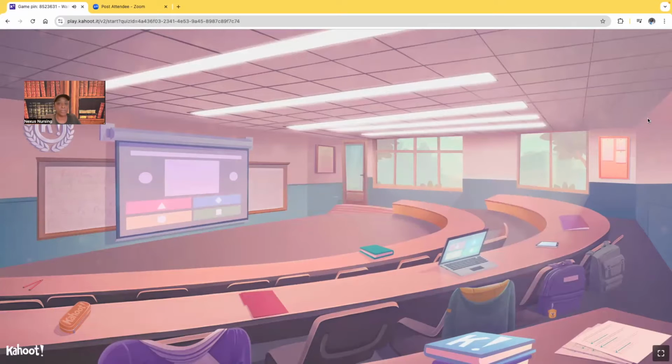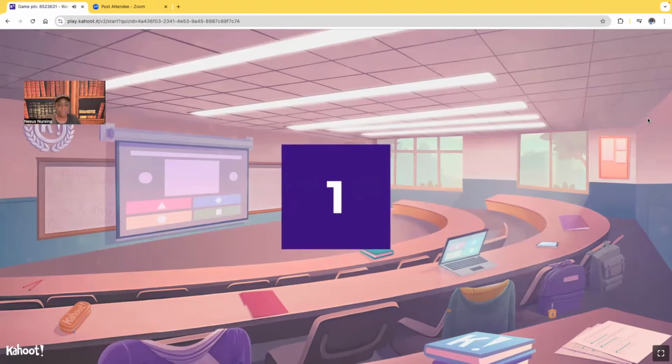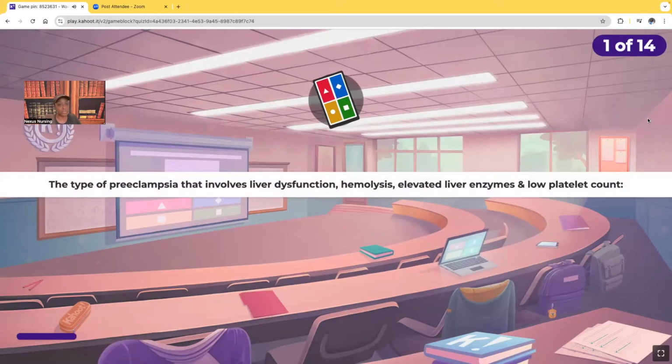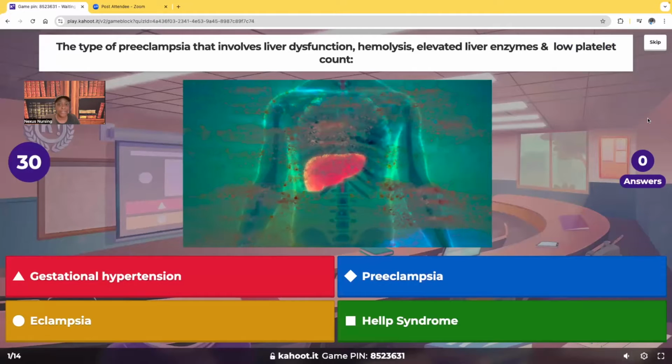Preeclampsia part 2. First question. The type of preeclampsia that involves liver dysfunction, hemolysis, elevated liver enzymes, and platelet count, what is it called? Gestational hypertension, preeclampsia, eclampsia, HELLP syndrome. Those are your choices. If you're taking maternity right now or you're about to take maternity, I guarantee you better know this. What is the name of the type of preeclampsia that involves a liver dysfunction, hemolysis, elevated liver enzymes, a low platelet count?